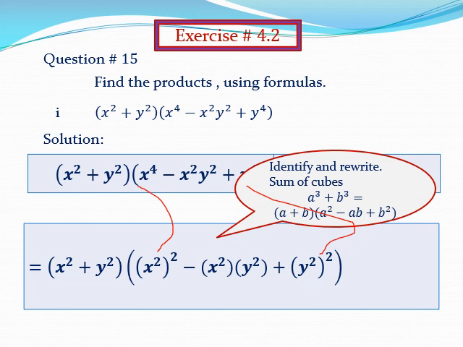Identify and rewrite sum of cubes: a cube plus b cube is equal to a plus b times a square minus ab plus b square.